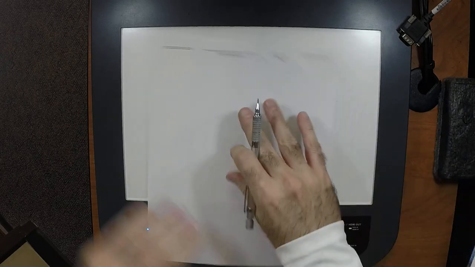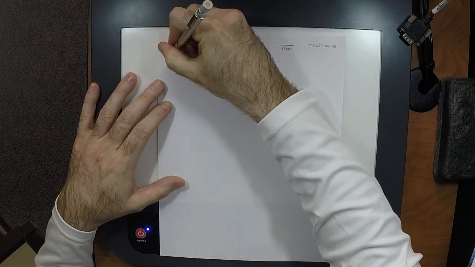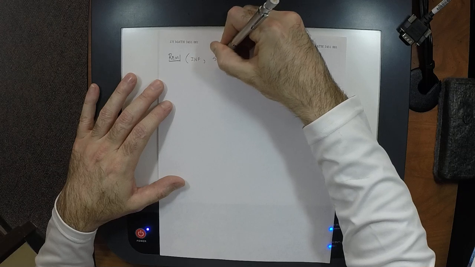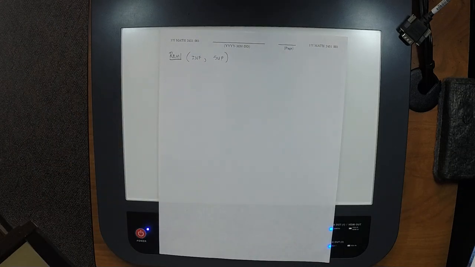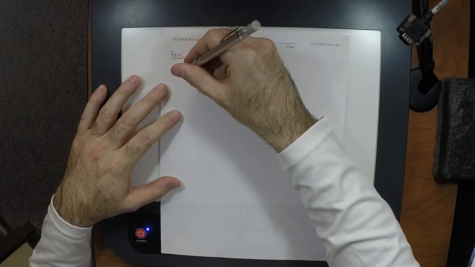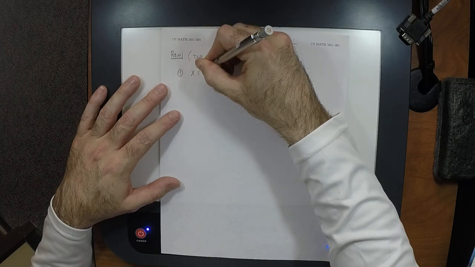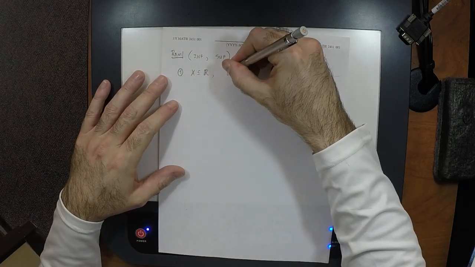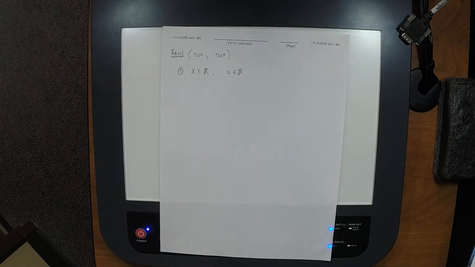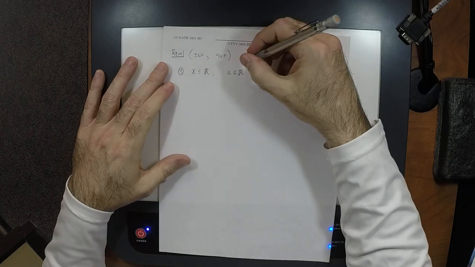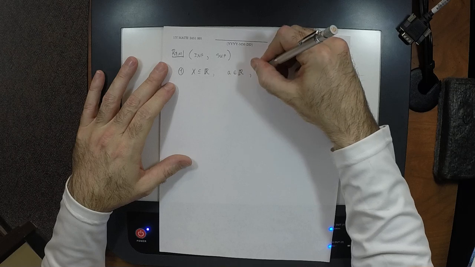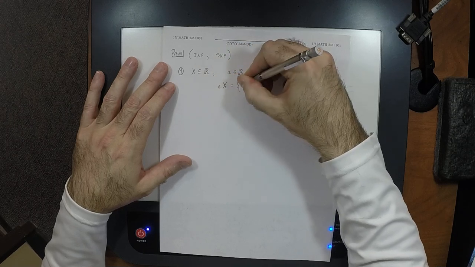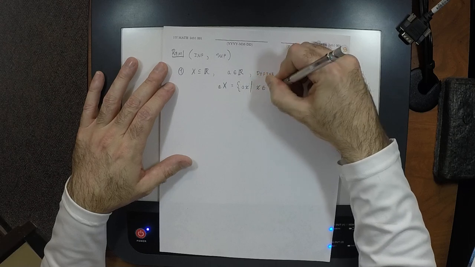So a few propositions. Well, let's make a remark first, about inf and sup. Let's consider X, some subset of the reals, and a, a particular element of the reals. We're going to define aX to be the set of all ax such that little x is in X.